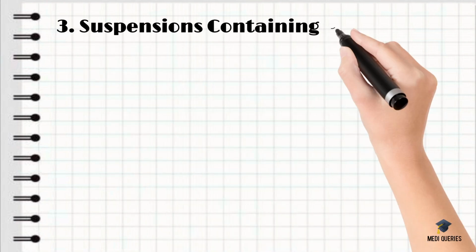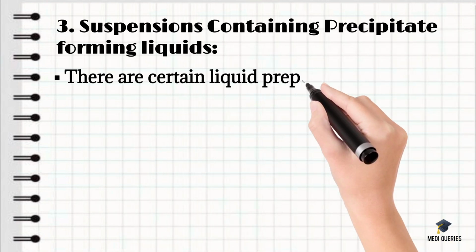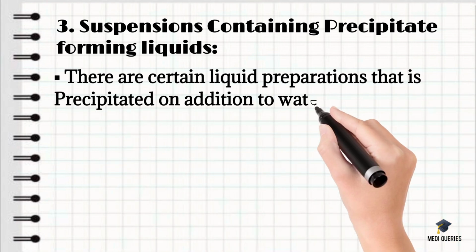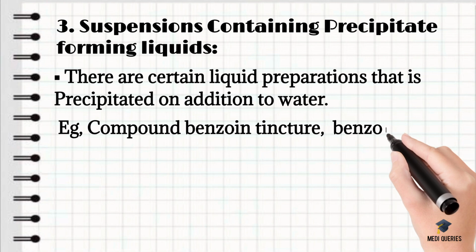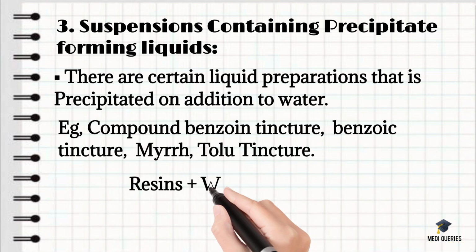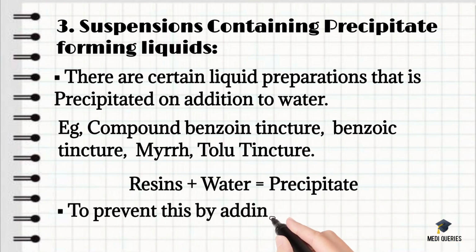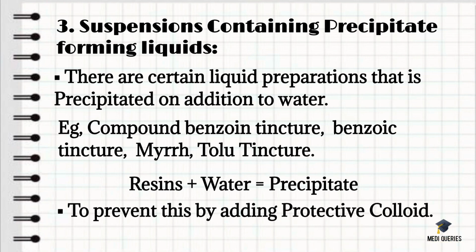And the next type of suspensions is suspensions containing precipitate forming liquids. There are certain liquid preparations that are precipitated on addition to water here. For example, compound benzoin tincture, benzoin tincture, myrrh tincture, tolu tincture. All these are examples. These liquids are not only insoluble in water, but they form an indiffusible precipitate, particularly when salts are present. They contain a resinous matter, and when mixed with water, it leads to the precipitation of resin and may stick to the sides of the bottle, which will be difficult to re-diffuse by gentle shaking also.